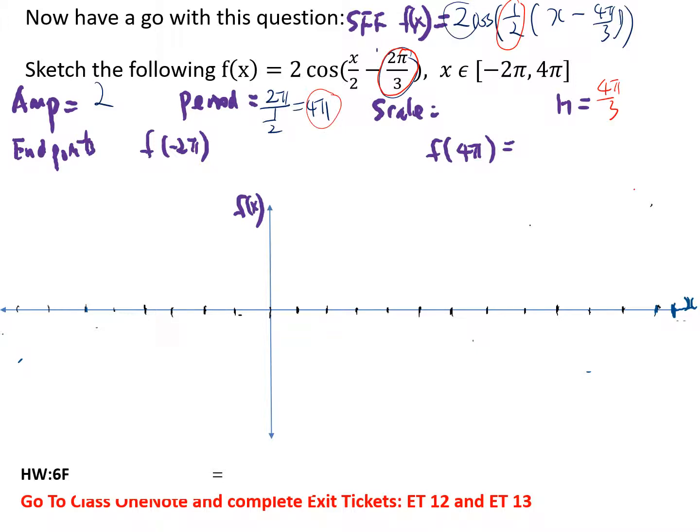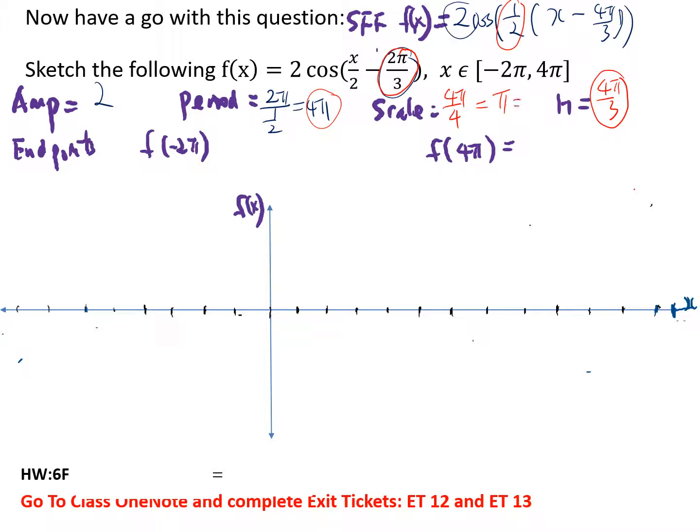The scale will be just the period, which is 4 pi divided by 4. Do you know why I divide by 4? Because a quarter of the period. So the scale is pi. Okay, so we're going to put that on our x-axis. Let's label that. Let's start with the h, which is 4 pi on 3. And then we're going to add pi to 4 pi on 3.